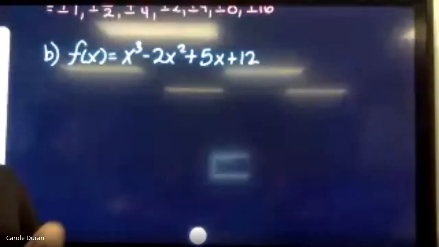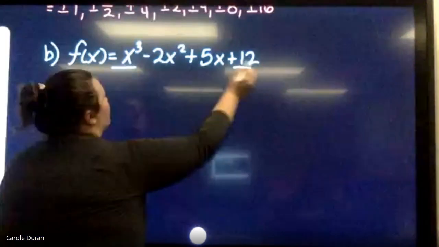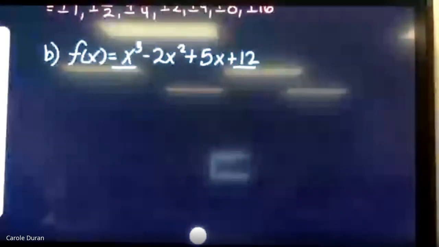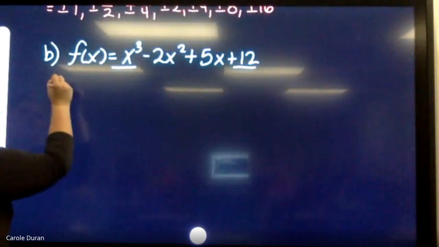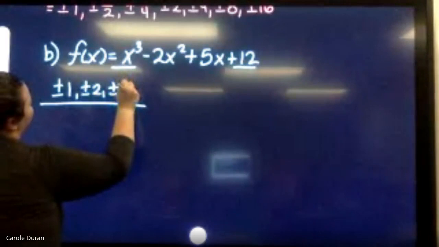Okay, Miranda and Patty, who would like to start? Awesome. What do I do? You've got to underline the x cubed and the 12. Those are the ones you're using. Okay, so which one is which? What's the 12 here? 12 goes on top. So it's the constants. And the number in front of x cubed is the leading coefficient. Yes. Okay, so what am I doing with the 12? List off its factors. So what are the factors of 12? Plus or minus 1, plus or minus 2, plus or minus 3, plus or minus 4, plus or minus 5.